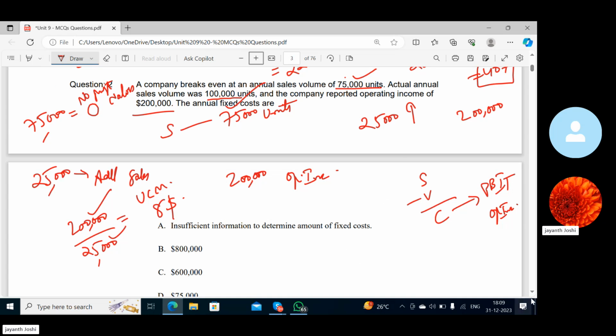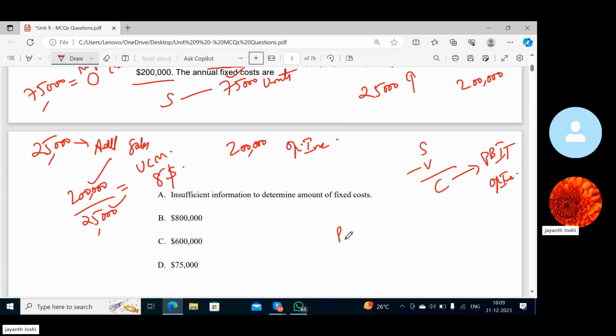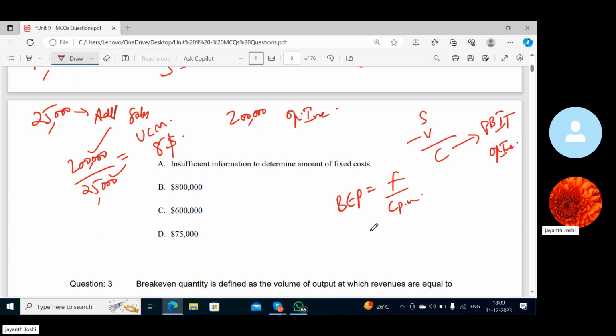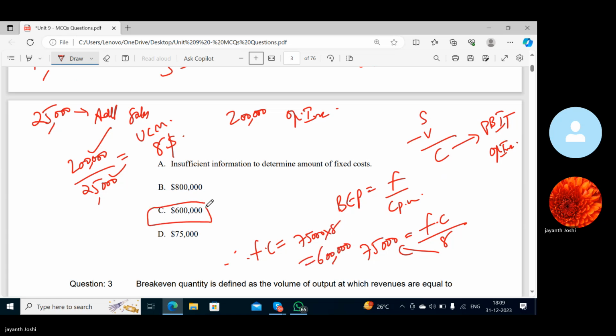Now they are asking us the fixed cost. The formula for break-even point is fixed cost by contribution per unit. Break-even point is at 75,000. What is the fixed cost? We have to find out. Contribution per unit is 8. Multiply. How much? 6 lakhs. You want to note it down? Yes.